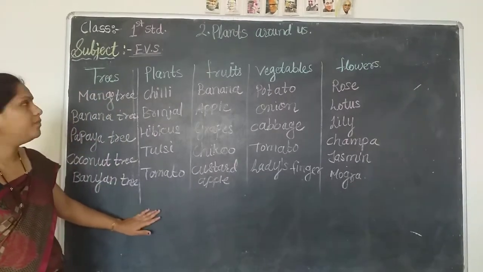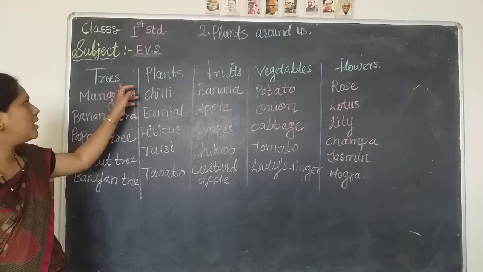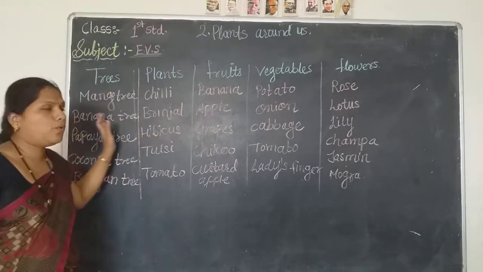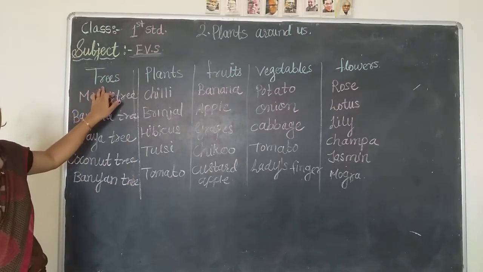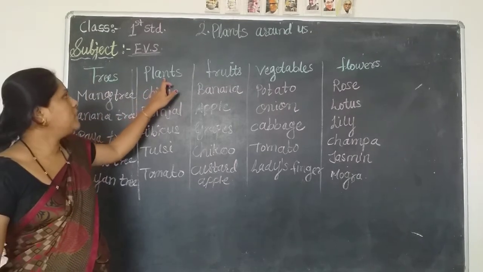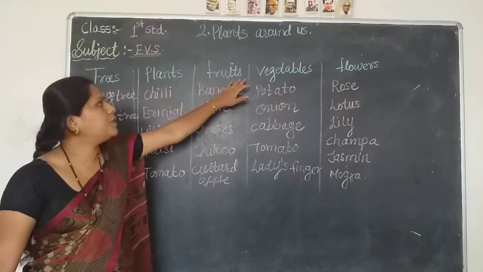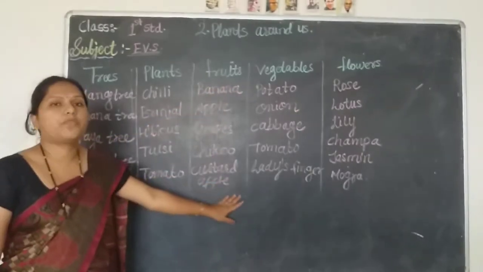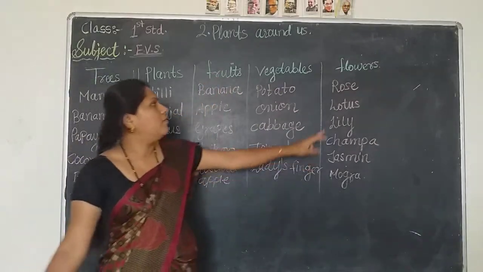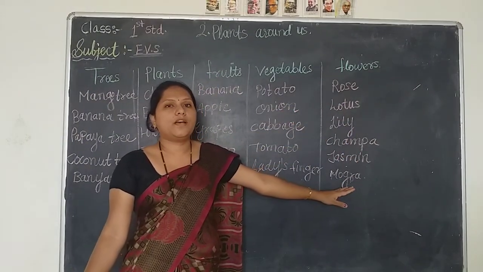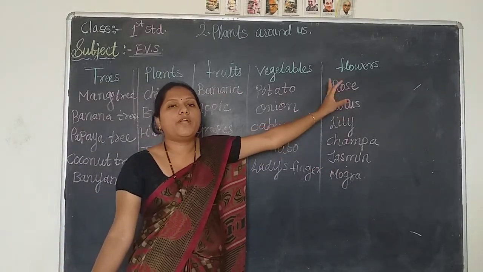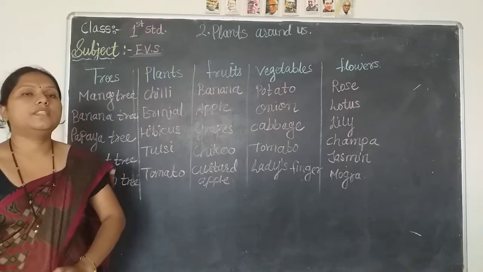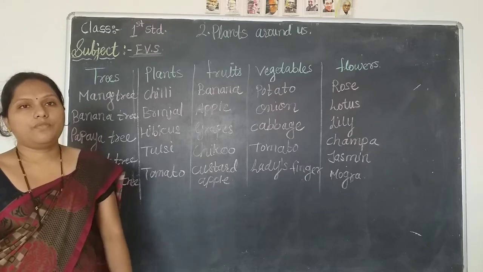Have you written, children? You have to write these names: trees names, plants names, fruit names, vegetable and flowers names. Write down in your notebook and keep it in mind: trees are big in size and shape, plants are small in size and shape, and fruits and vegetables give us proteins, vitamins, carbohydrates, fats, etc. All it comes from fruits and vegetables. Flowers are used to offer to God, for decoration of our houses at festival times. They are used in incense sticks and perfumes.